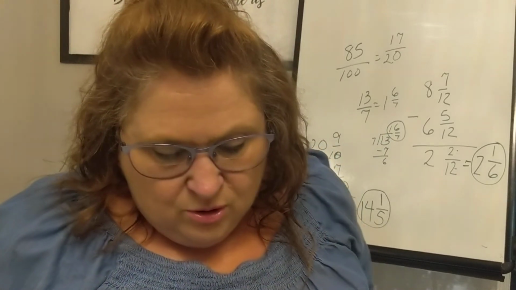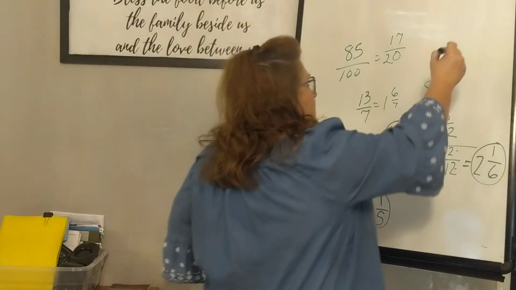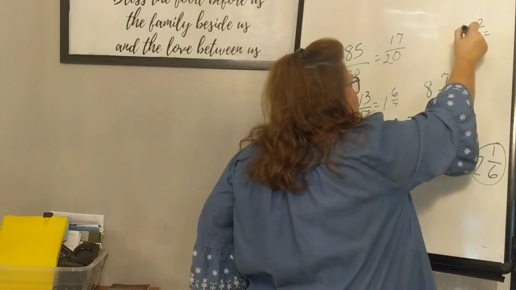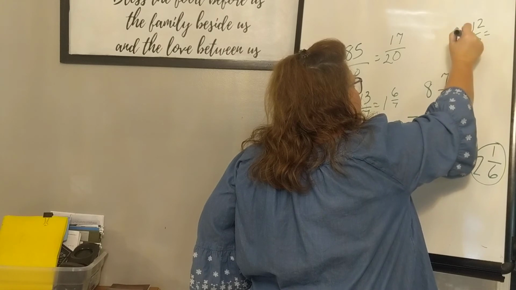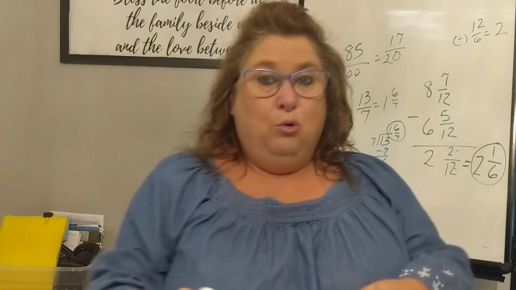But go ahead and look at letter B. 12 divided by 6, or 12 over 6. What is 12 divided by 6? Remember, our fraction bar means divide. So 12 divided by 6 is 2. That one comes out as a whole number, okay?